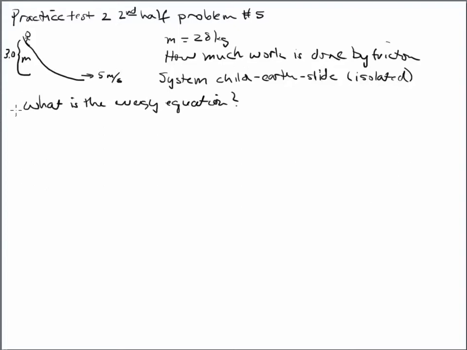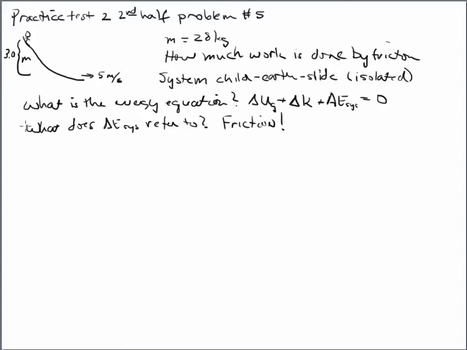What is the energy equation for an isolated system? Of course, that is that the change in gravitational potential energy plus the change in kinetic energy plus any change in internal energy, or the energy of the system, is equal to 0. What does the change in energy of system refer to? In this case, it refers to the friction. Let's calculate the change in energy of the system.